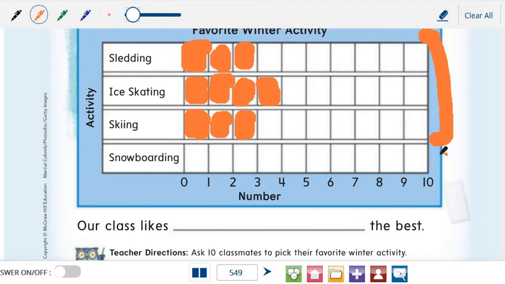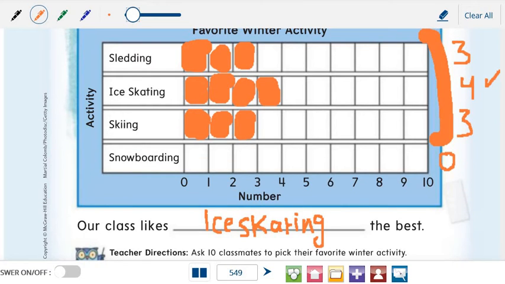So there are 0 votes for snowboarding, 3 votes for skiing, 4 votes for ice skating, and 3 again for sledding. So interesting. It's a very easy way to make a survey, grade 2, right? So your family likes ice skating the best. So we will write here ice skating. This is just an example, grade 2.